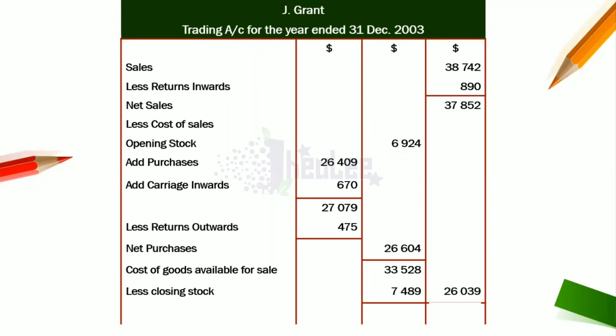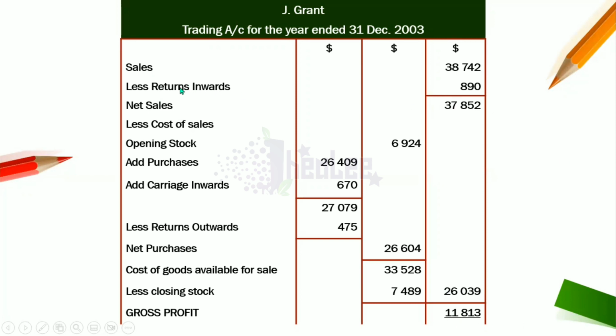Now, once we have our cost of sales, which is also known as our cost of goods sold, we can then generate our gross profit. So our gross profit, people, is the net sales of $37,852 minus the cost of goods sold, which is the cost of sales of $26,039, which gives us a gross profit of $11,817. So basically, all we were doing is sales less cost of goods sold, and that gives you gross profit.